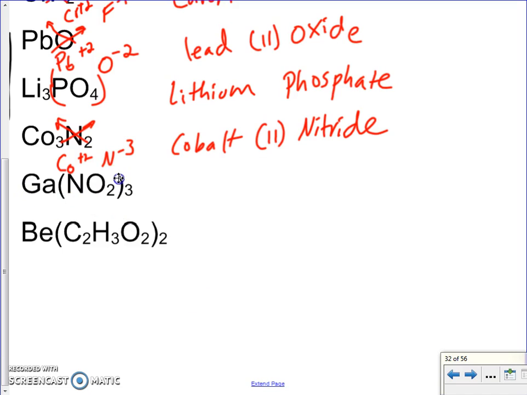From here, gallium and NO2. Gallium is not a transition metal, so we'll just name it gallium. And then NO2 is nitrite, not nitrate. And the last one, beryllium and C2H3O2.